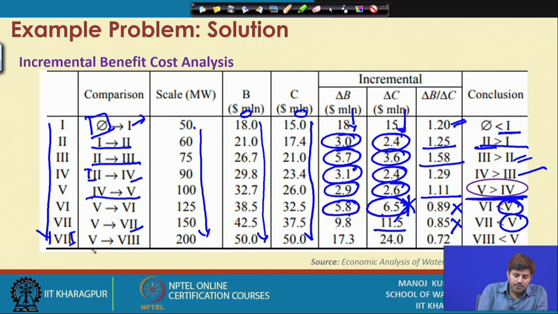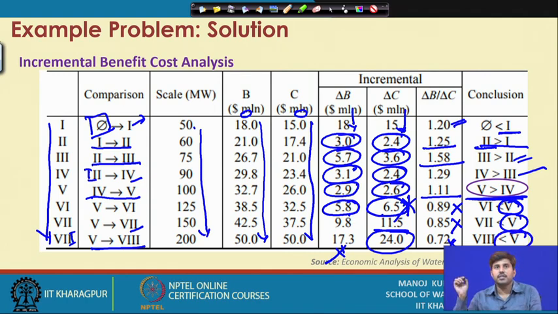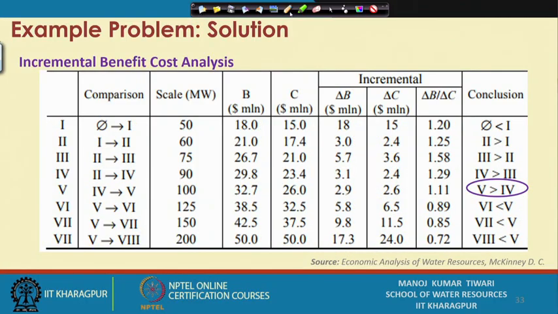We will compare 5 with 8 at the end, which is the last one, and we will see that an additional investment of $24 million leads to a benefit of just $17.3 million, which is again not justified, and the benefit cost ratio is less than 1. That way we will see that alternative 5 still remains the better choice. So, with this kind of analysis also we can say which is the best solution and which one is to be adopted.